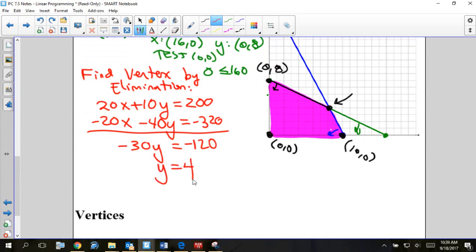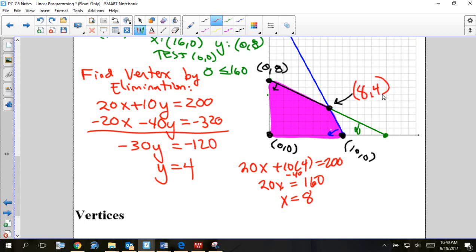So I used elimination, I got rid of my x's, I solved for my y's, I got that y equals 4, and then you have to plug that back in to find your x. So we'll do, I'm running out of space, so I'm just going to go over here. You guys probably still have plenty of space. 20x plus 10 times 4 equals 200. x equals, subtract 40 from both sides, 160. x equals 8. We'll check on our graph. Does that look like it's 8, 4? Does that validate our algebra that we just did?